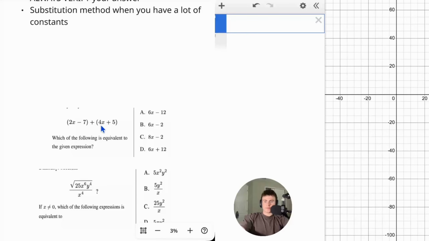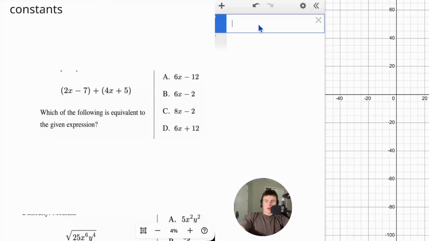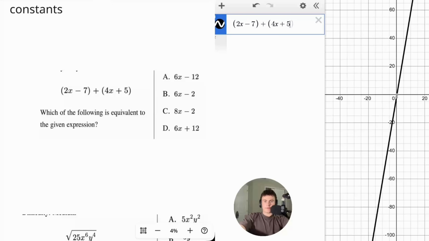So first one, very easy. It says, which of the following is equivalent to the given expression? All you want to do is just type in the thing, right? 2x minus 7 plus 4x plus 5. And then you want to see which line overlaps it.